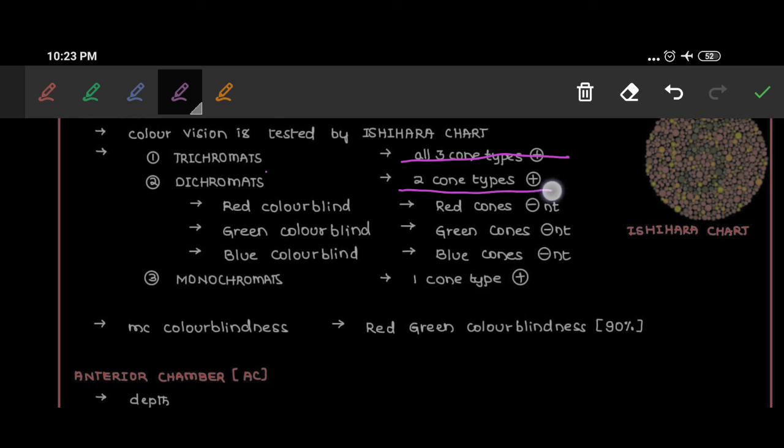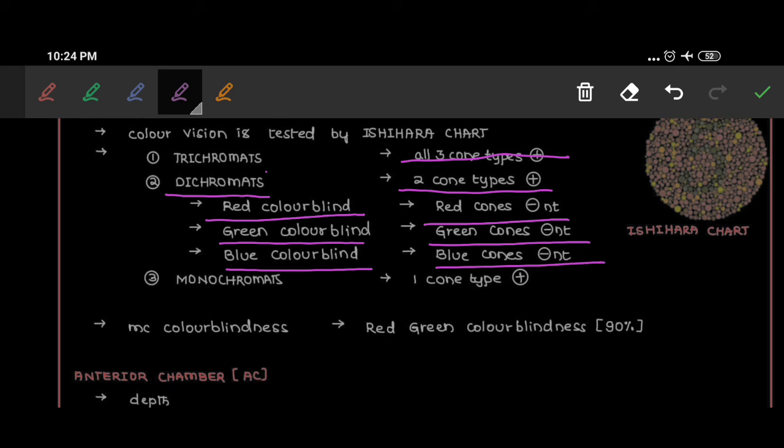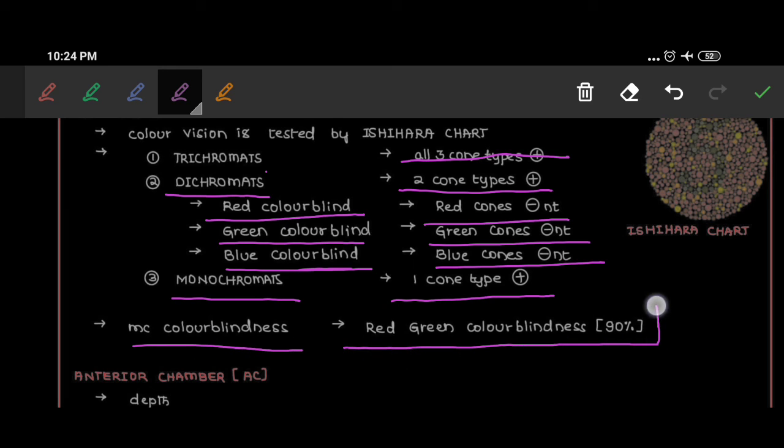If two cone types are present, then it's called dichromacy. And any one can be absent, maybe red, maybe green, maybe blue. If the red cones, green cones, or blue cones are absent, the corresponding color blindness will happen. Blue cone absent, blue color blindness; green cone absent, green color blindness; red cone absent, red color blindness. Or monochromats, those who have only one cone type. The most common color blindness is red-green color blindness, 19% red-green color blindness.